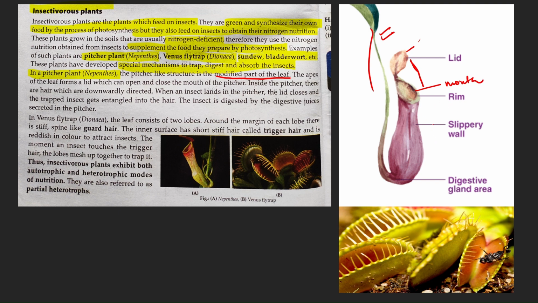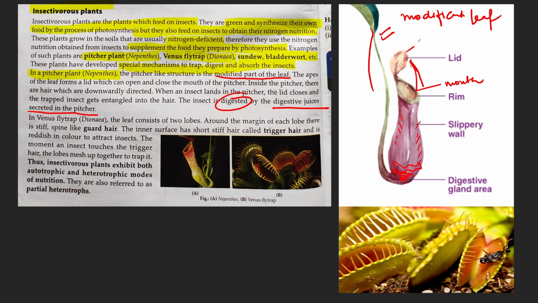Inside the pitcher plant there are hairs which have grown inwards and the walls are slippery. So when an insect lands on the pitcher, the lid closes and it's trapped inside and gets entangled in the hair. There are digestive fluids over here, so the digestive gland area and the digestive juices will secrete in the pitcher plant and digest the insects. That's how they get the nitrogen for their nutrition. So pitcher plant is a modification of leaf.